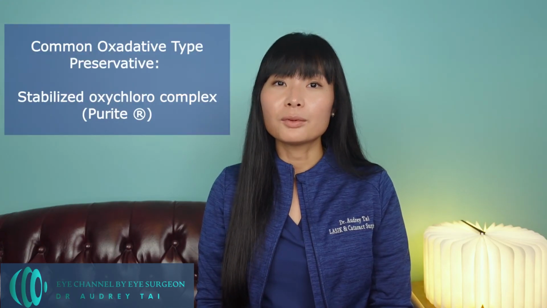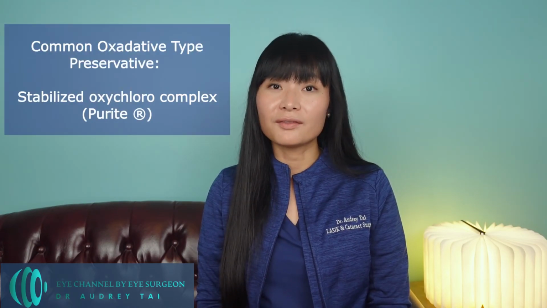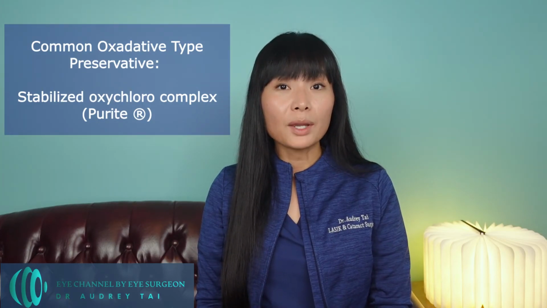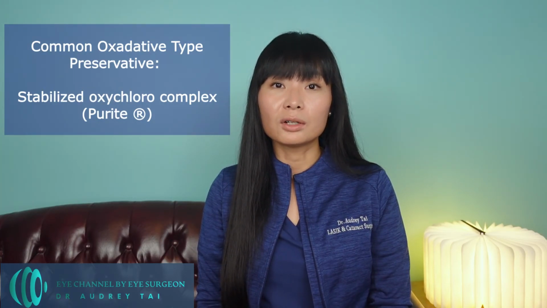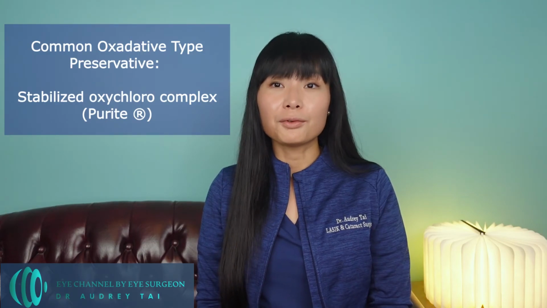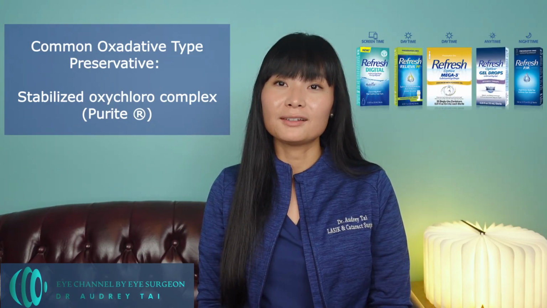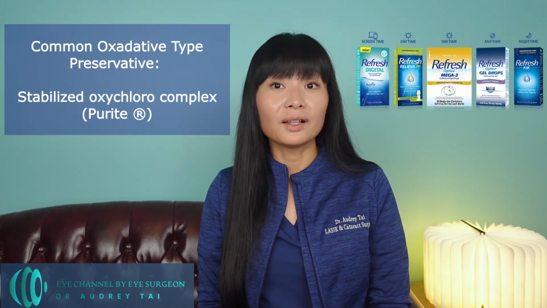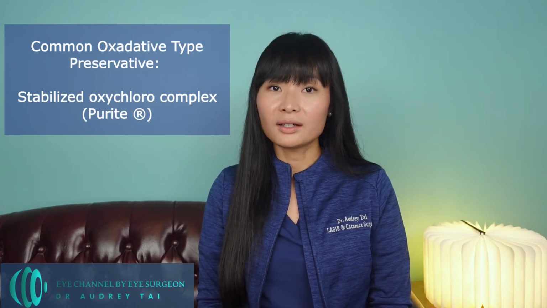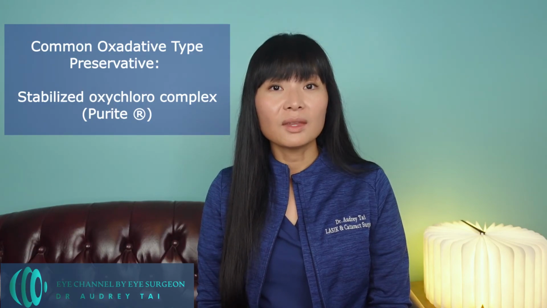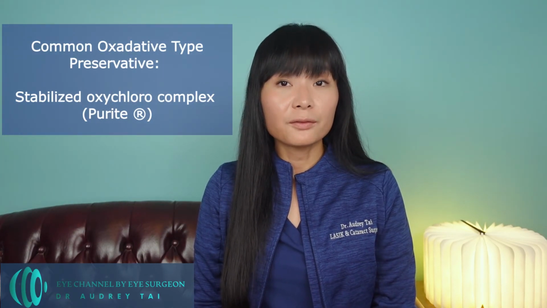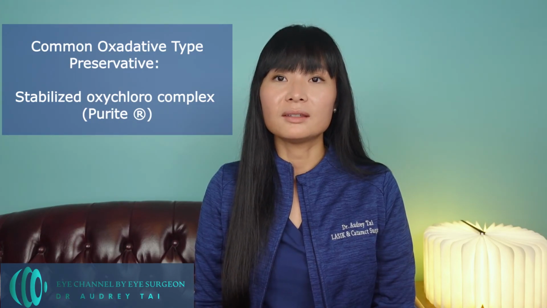The oxidative preservatives are less toxic to the surface of the eye than the detergent preservatives. Purite is the brand name of a stabilized oxychloro complex preservative used in the Refresh family of artificial tears. It is an oxidative type of preservative. When exposed to the light, it degrades into water, oxygen, sodium, and chlorine free radicals. It kills bacteria by interfering with bacterial protein synthesis.